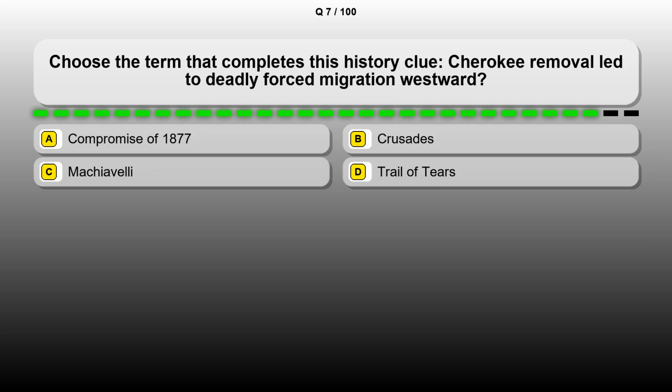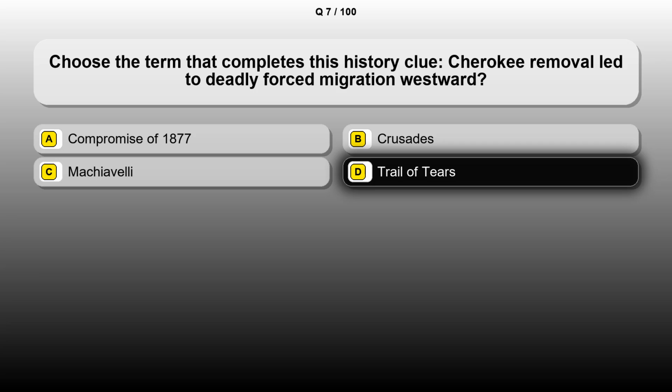Question 7. Choose the term that completes this history clue. Cherokee removal led to deadly forced migration westward. Option A, Compromise of 1877. Option B, Crusades. Option C, Machiavelli. Option D, Trail of Tears.